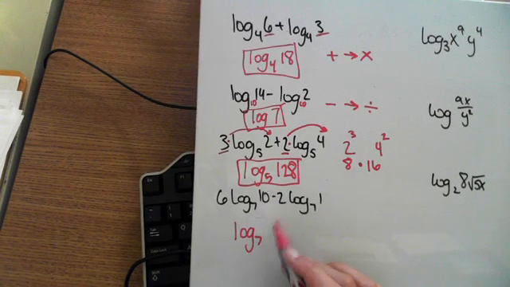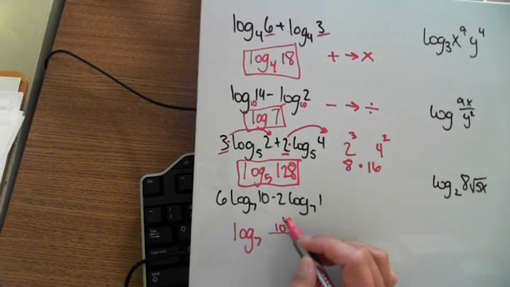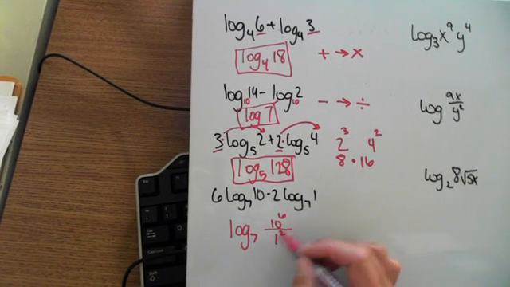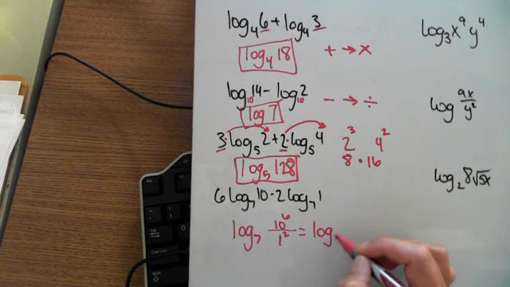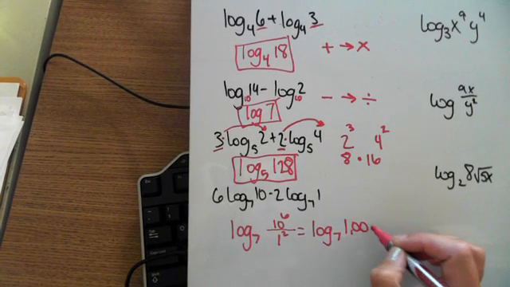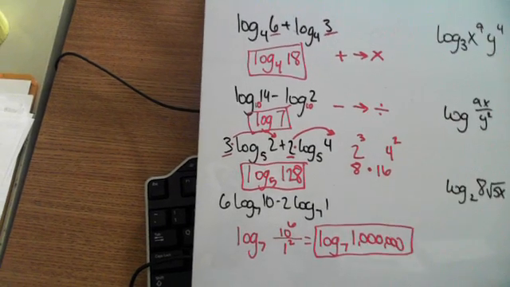So we're going to join subtraction with division. We're going to have 10 to the 6 over 1 to the second. Well, 1 to the second is just 1, so really we don't need that. So our final answer is log base 7 of 10 to the 6 gives me 1 million. That is my final answer.